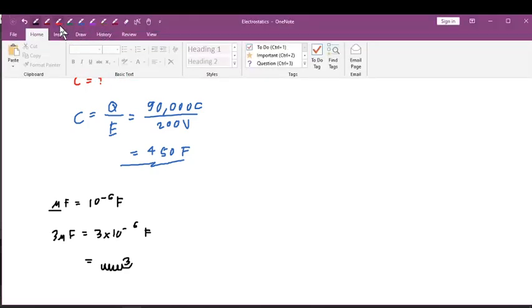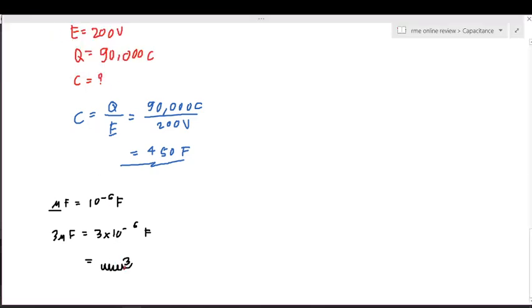And for every place in which there are no numbers, we write 0. Then this is now our decimal. So 3 times 10 to the power of negative 6 will be equal to 0.000003 farad, and this is the equivalent of 3 microfarad in farad.